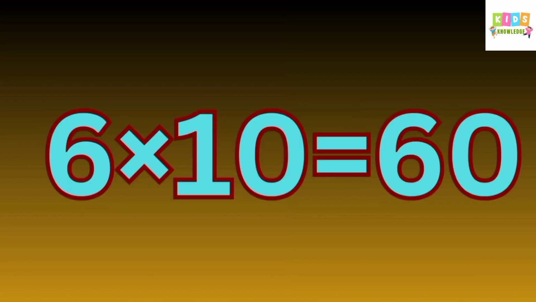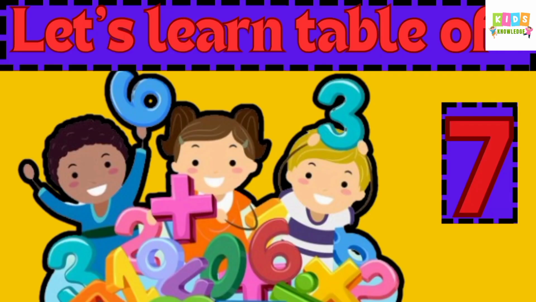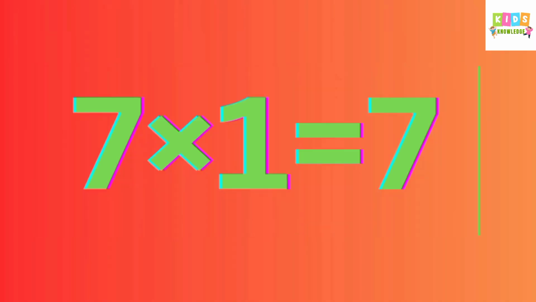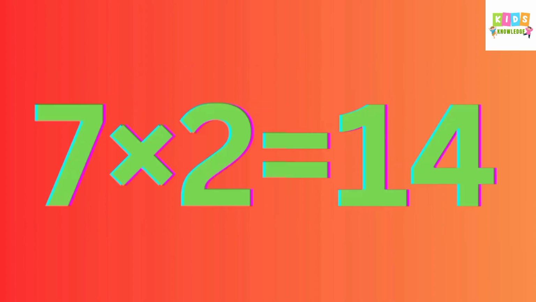6 tens are 60, 6 tens are 60. Let's learn the table of 7. 7 ones are 7, 7 ones are 7. 7 twos are 14, 7 twos are 14.